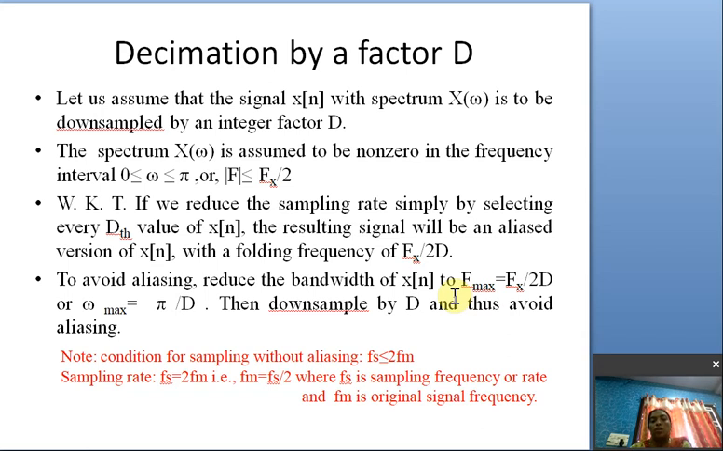So here of course you know that without aliasing, the sampling rate Fs should be greater than or equal to 2Fm. So here we should maintain Fs equal to 2Fm, where Fs is the sampling frequency and Fm is the original signal frequency. Based on this particular technique, we take the condition Fmax equal to Fx by 2D.